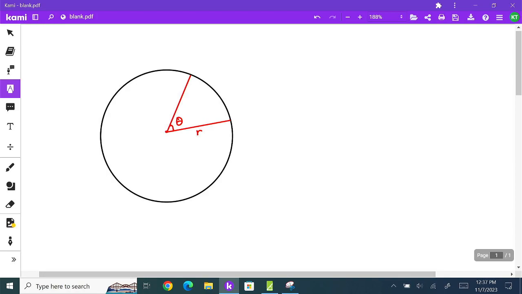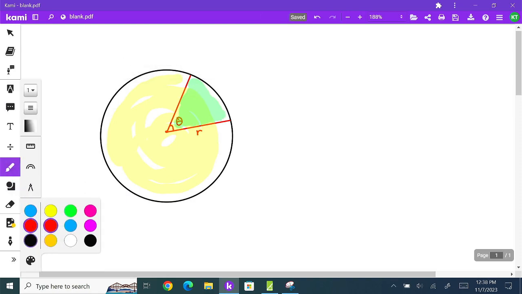All right, so in this, we are going to be looking at area of a sector, and this is going to be relating the area of a whole entire circle. So this whole circle here, for example, to this sector we have, which is here.